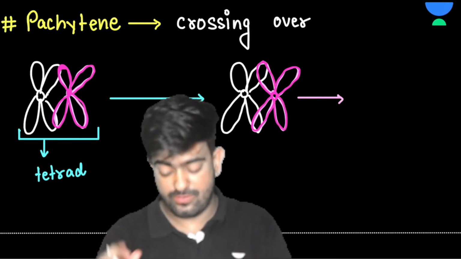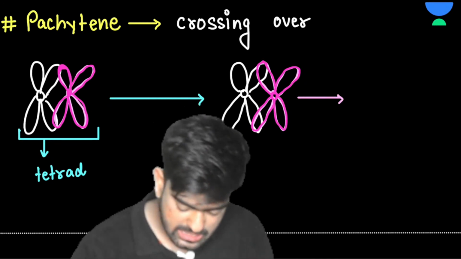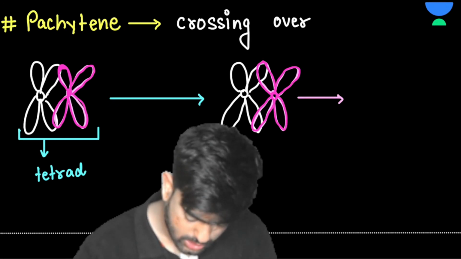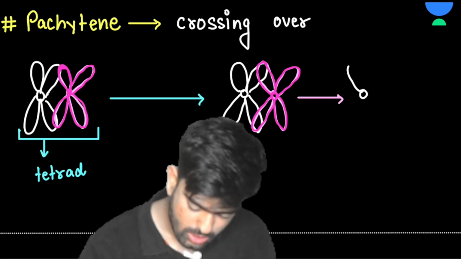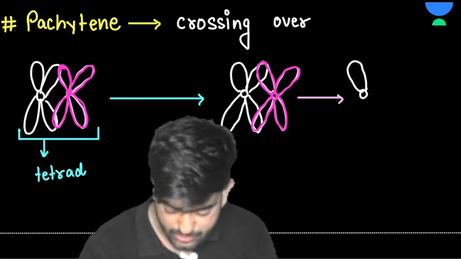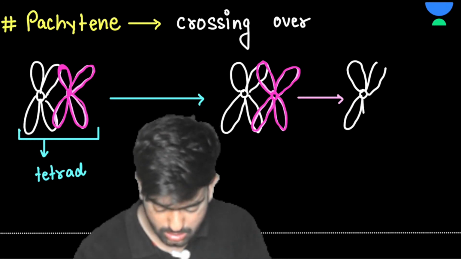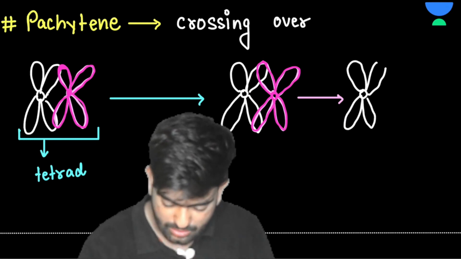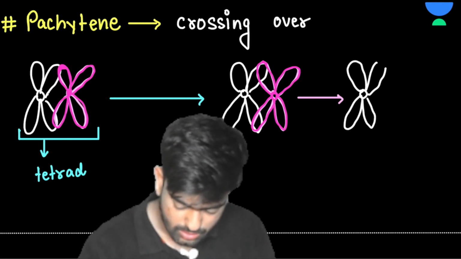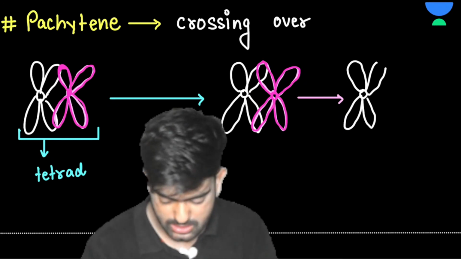So when this crossing over takes place, it will be finished, and this is how we are going to see the chromosomes. Some portion of Julie's chromosome will be in Harry's chromosome, and some portion of Harry's chromosome will be in Julie's chromosome. So this is the crossing over.